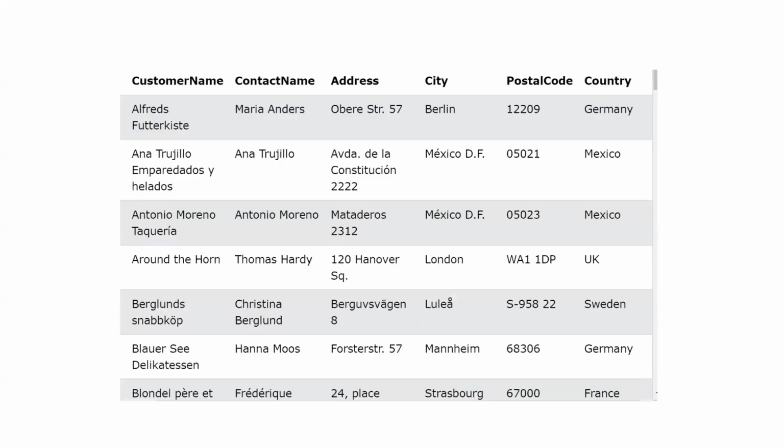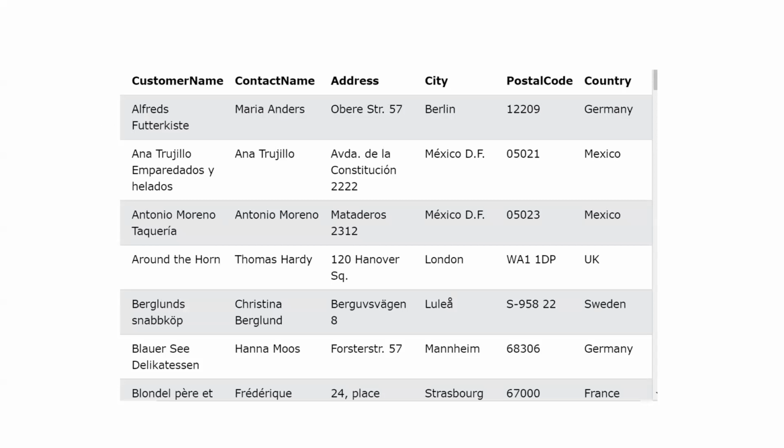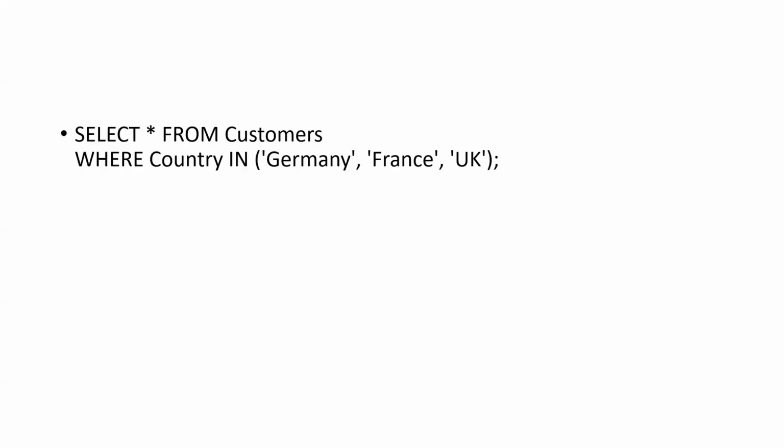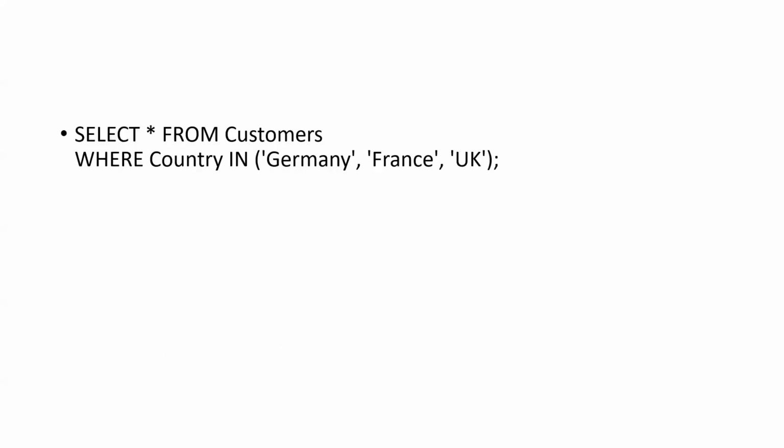Alfreds Futterkiste is in Germany. He is one of the persons from Germany. Then Blauer See Delikatessen, he is from Germany too. Two persons from Germany. Then Blondel from France, one person from France. Then UK, Around the Horn, Thomas Hardy, who is from the United Kingdom. So there are one, two, three, four records. We get four records for this query.